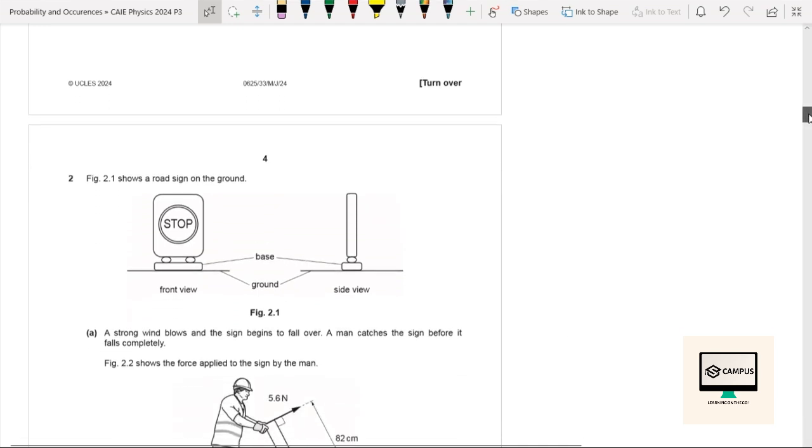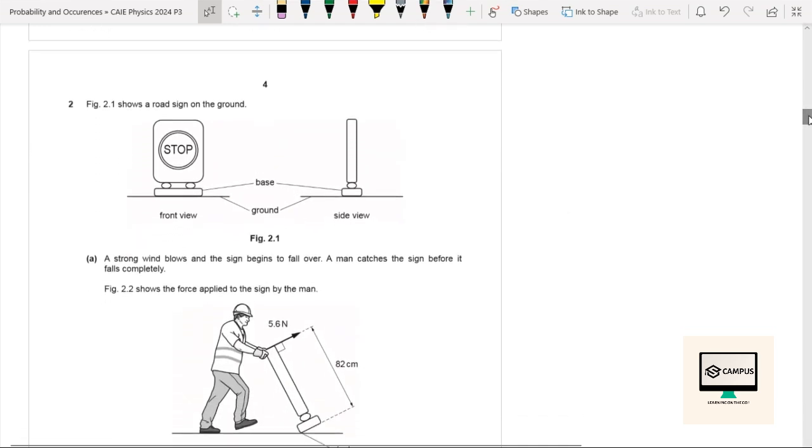So we have been given figure 2.1 and it shows a road sign on the ground. So this is a front view, we have a base and it's placed on the ground, and we have a side view as well. So a strong wind blows and the sign begins to fall. A man catches the sign before it falls completely. So figure 2.2 shows the force applied to the sign by the man. So what is the question?